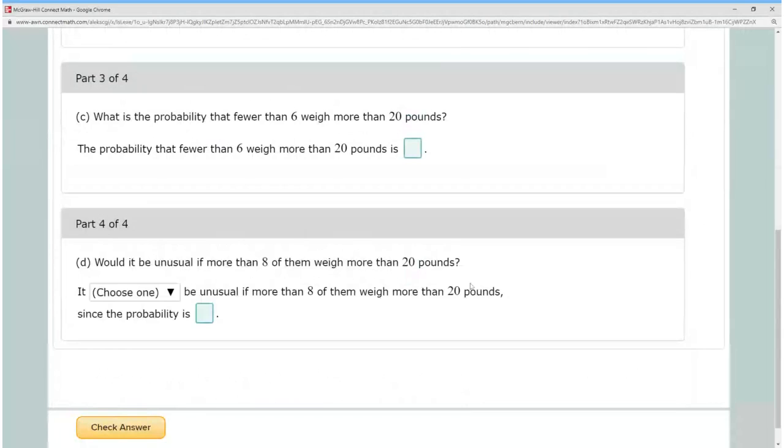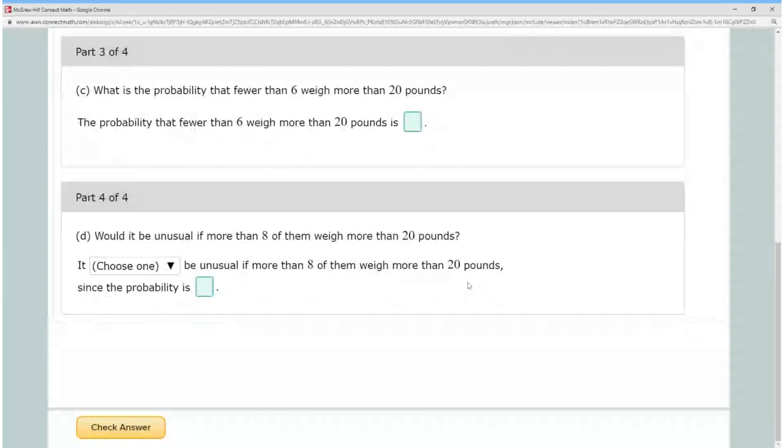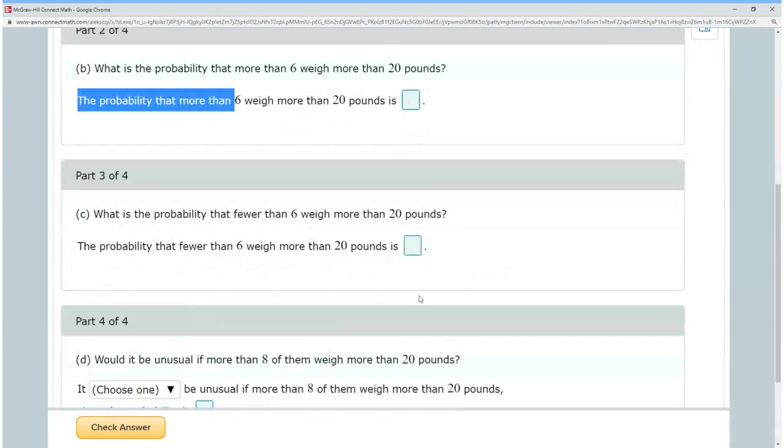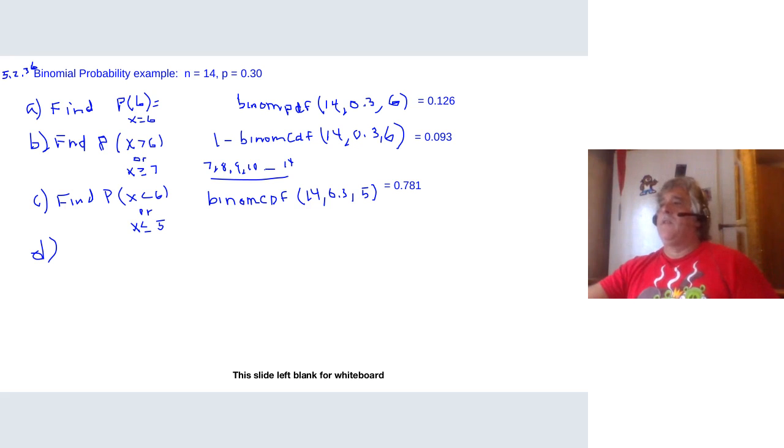And then the last one is a completely different number. So it's 8. And it's a more than. So again, we'll have to use the complement rule. Or like I said, we can use that other site. I'm just going to use that other site. But this would be the exact same thing as B, except you're just doing 8 instead of 6. So to make it quick, I'm going to go back over and just pop in an 8 on that thing.